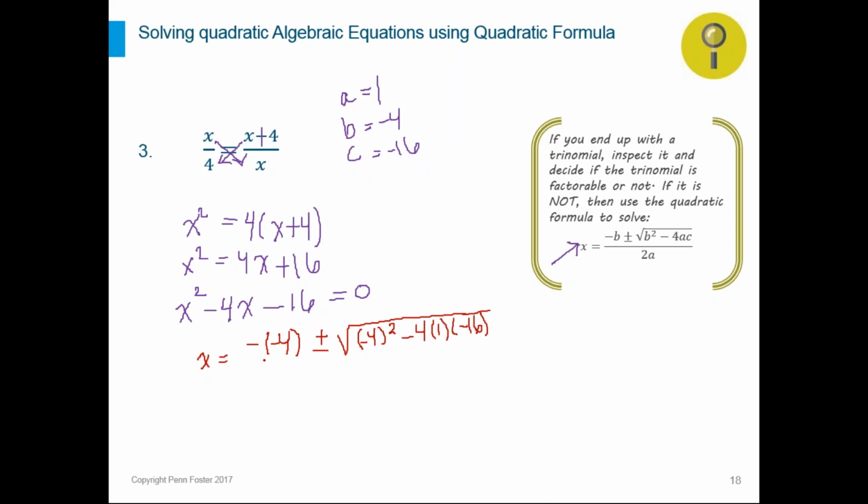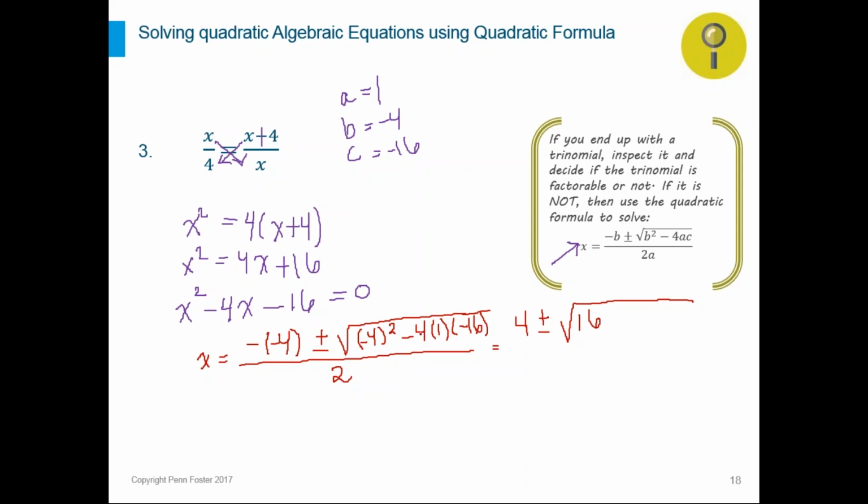I'm done with the top, over 2a. So 2 times 1 is just 2, equals 2. Let's evaluate. Negative negative 4 is positive 4, plus or minus the square root of. Well, the square of negative 4, when you square negative 4, is negative 4 times negative 4 will give you positive 16.